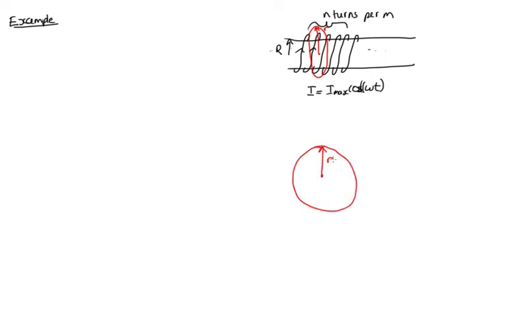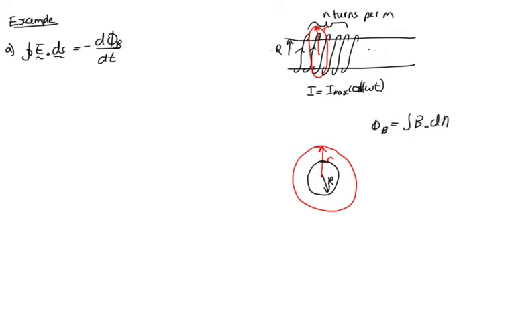So we've got a loop with a radius little r, and then inside we've got a solenoid here with a radius big R. And in order to work out the electric field, we're going to use that the integral of E dot ds is equal to minus dΦ_B/dt. So from this you can see, well, we're going to need to work out what Φ_B is. Φ_B is equal to the integral of B dot dA.